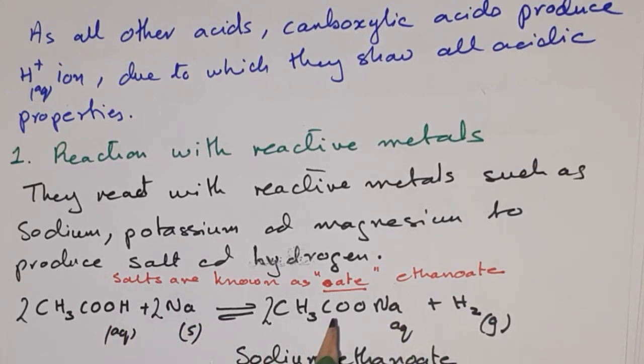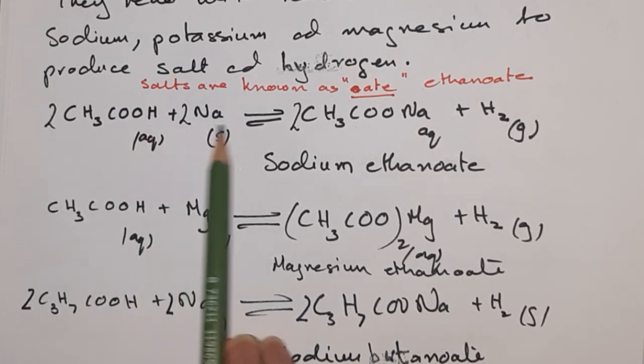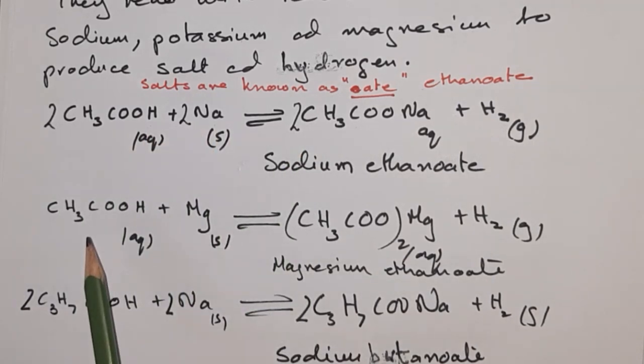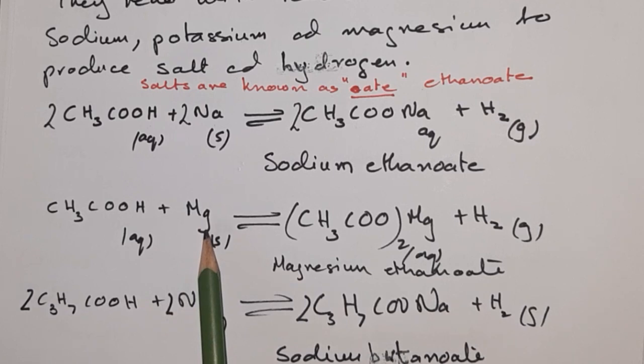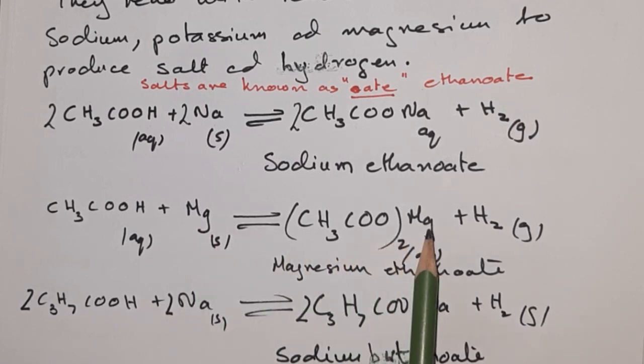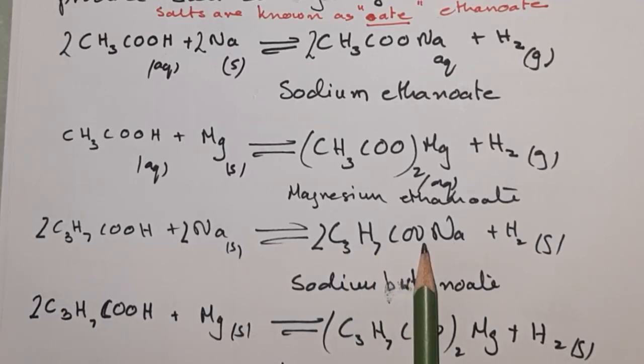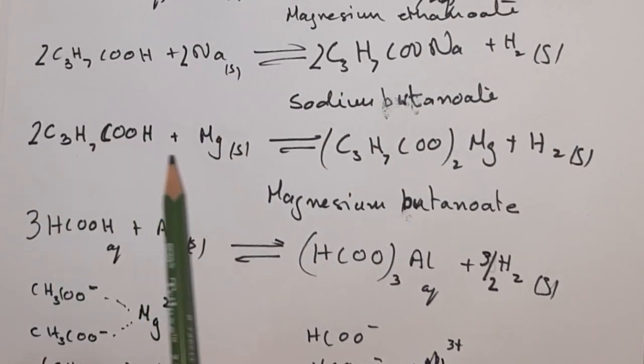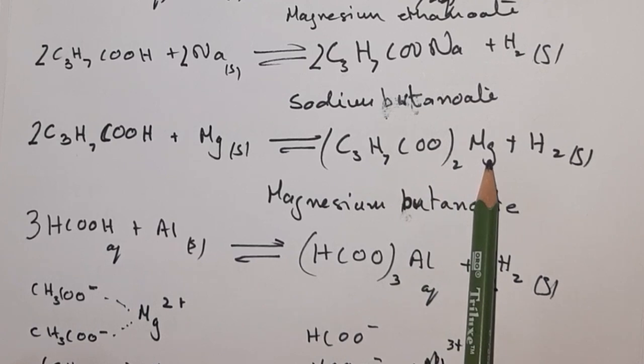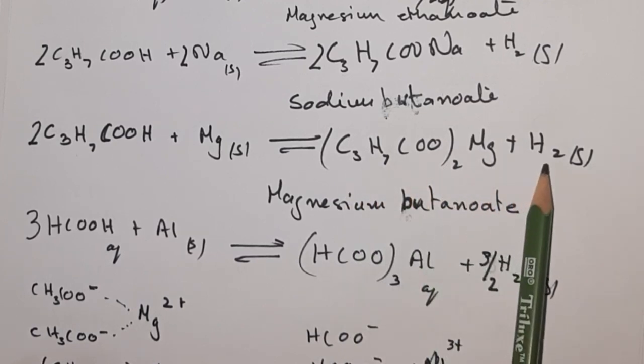So in order to balance the atoms, I have written 2, 2 and 2 over here. Then ethanoic acid plus magnesium gives magnesium ethanoate plus hydrogen gas. Here this is butanoic acid. With sodium it forms sodium butanoate plus hydrogen gas. Butanoic acid with magnesium forms magnesium butanoate and hydrogen.